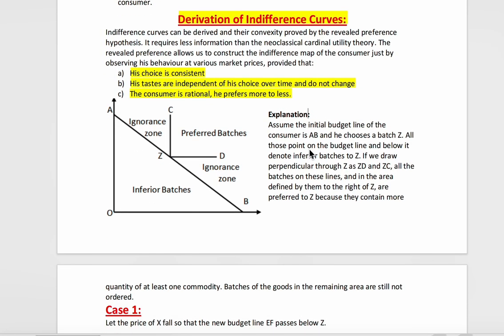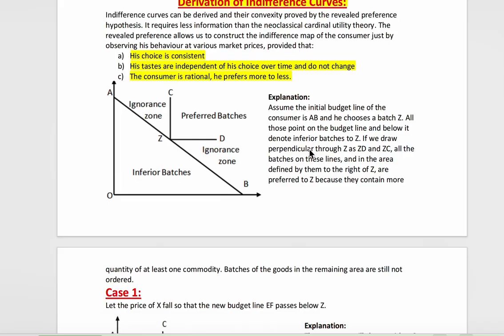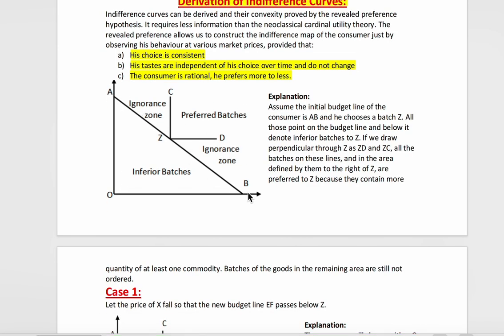So in order to derive the indifference curve, assume that AB is the initial budget line and the consumer is choosing the Z bundle of commodity. So Z is the equilibrium bundle and all other bundles below Z are inferior bundles. And we do not know the area AZC and area BZD.